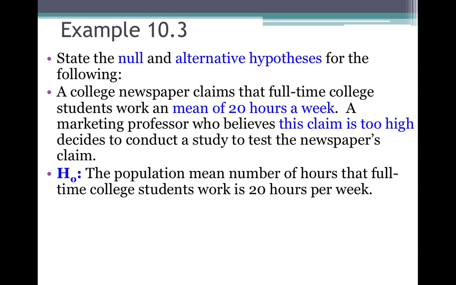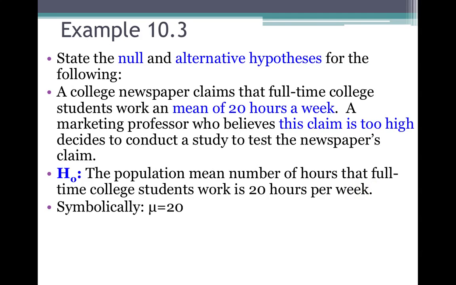H-O should state the population mean number of hours that full-time college students work is 20 hours per week. We always want to start the null hypothesis with the words the population mean. Then we're going to state what the variable is, which in this case is the number of hours that full-time college students work. And then we're going to state the value is 20 hours per week. Symbolically, we're going to use mu equals 20, because our population mean is mu and we're stating that it equals 20.